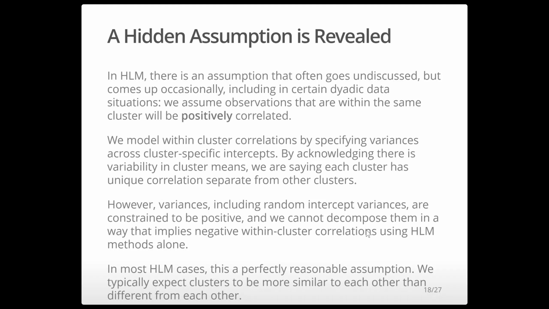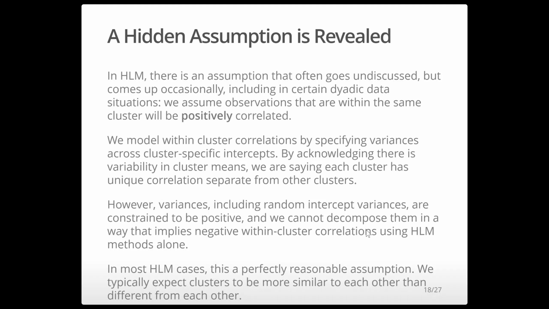So when we do HLM, what we're doing is we're modeling cluster-specific relationships by specifying variance across cluster-specific intercepts. So we're saying if there was no cluster-based correlation, every cluster would have the same intercept. But because the clusters have different intercepts, we're saying that there's some unique variance that's attributable to these clusters. And essentially, this implication is that the variance within each cluster is positive. There's a positive correlation within each cluster because variance can only be positive.